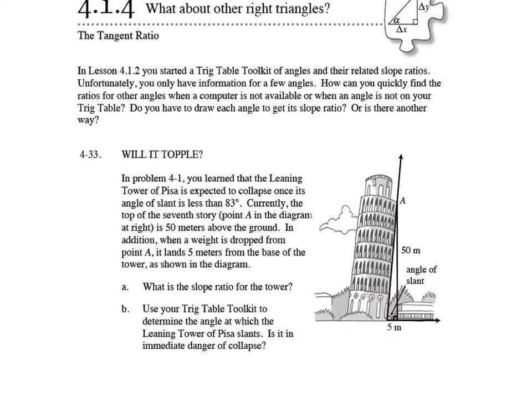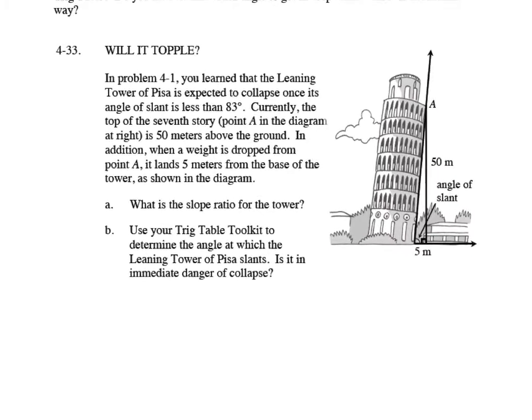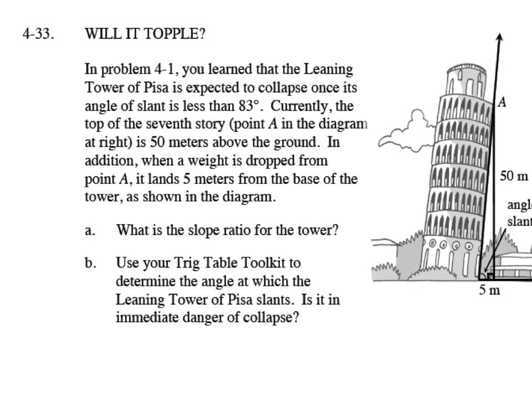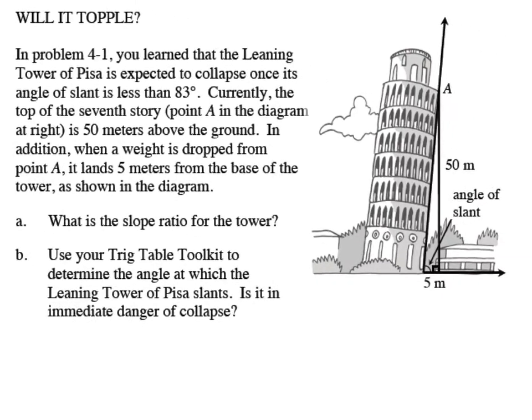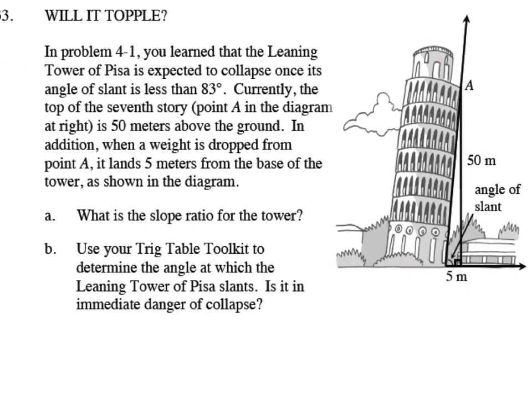So we're going to go back to the Leaning Tower of Pisa, which is a problem that we dealt with earlier on. It says in problem 4-1, you learned that the Leaning Tower of Pisa is expected to collapse once its angle is less than 83 degrees, and currently the top story is 50 meters above ground and is 5 meters from the base of the tower. So it asks in question A, what is the slope ratio?